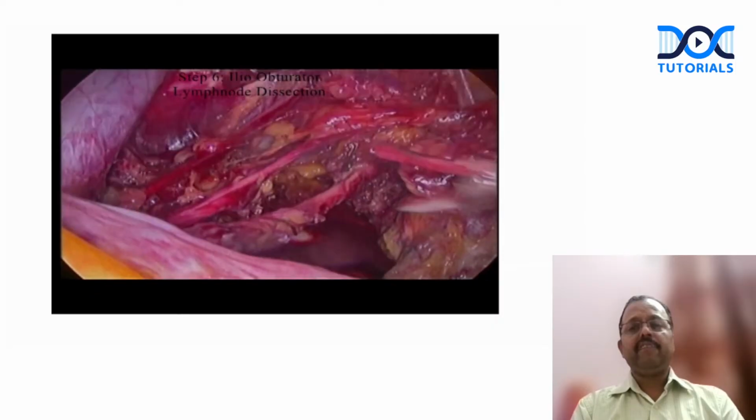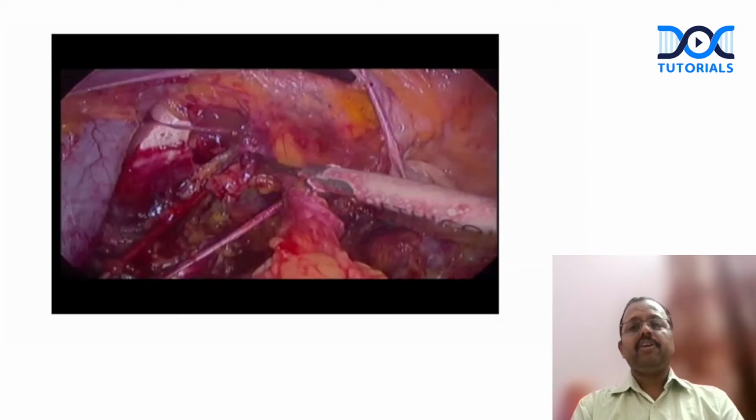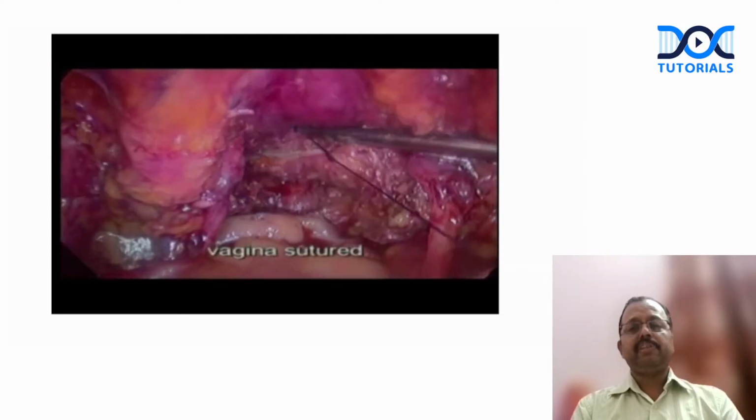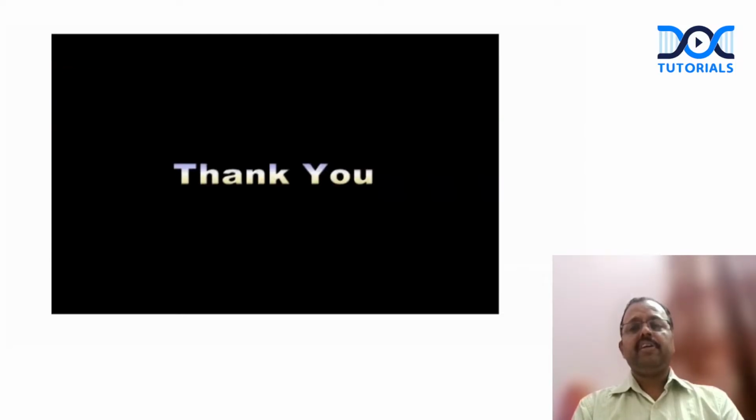The edited video again, the lymphadenectomy being completed on the left side. The lymph nodal package is delivered, the specimen is endobagged, and then colpotomy is done, specimen is retrieved, and the vagina is sutured. So these are the steps of a radical hysterectomy.